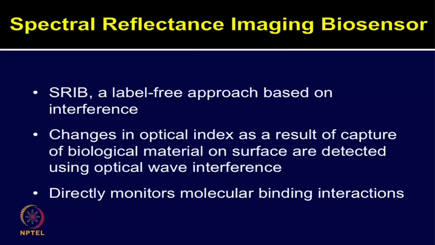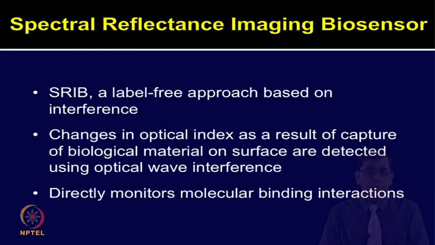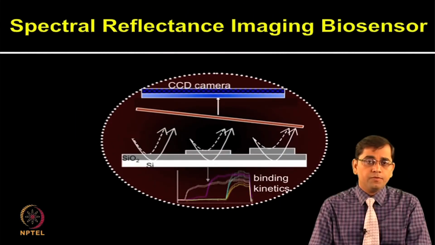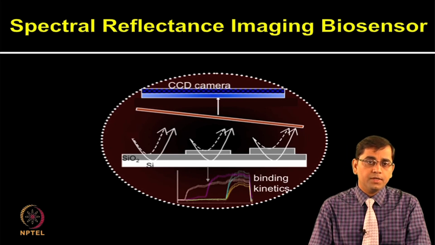Let us now discuss a spectral reflectance imaging biosensor, or SRIB. It is a label free approach which is also based on interference. The changes in optical index as a result of capture of biological material on the surface can be detected by using optical wave interference. SRIB monitors molecular binding interactions directly. As shown in this slide, the principle of SRIB is discussed. The interference of light reflected from the silicon dioxide surface increases the optical path length difference, which is caused by the biomolecular binding, which in turn is measured by a spectral reflectance imaging biosensor.